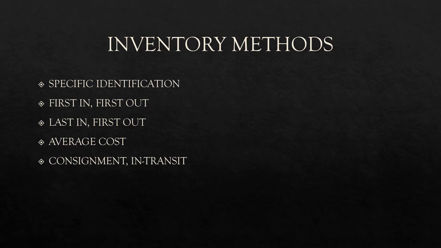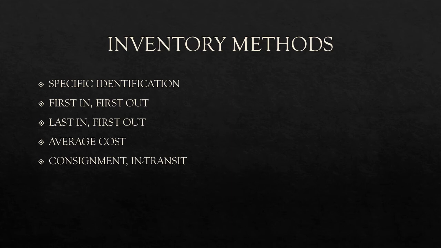Last in, first out is obviously different, exactly what it says. The last ones that you got in will be the first ones that go out. So when you're starting to build up your inventory, the ones that are oldest in inventory will be the ones that are left in inventory. Okay. In the first in, first out method, the last ones that you got into inventory will be the ones that are left in inventory.